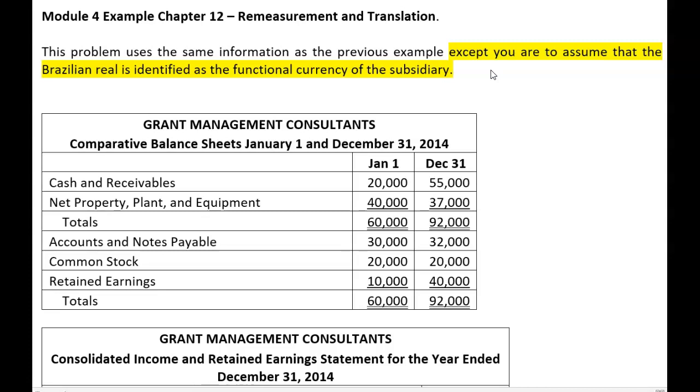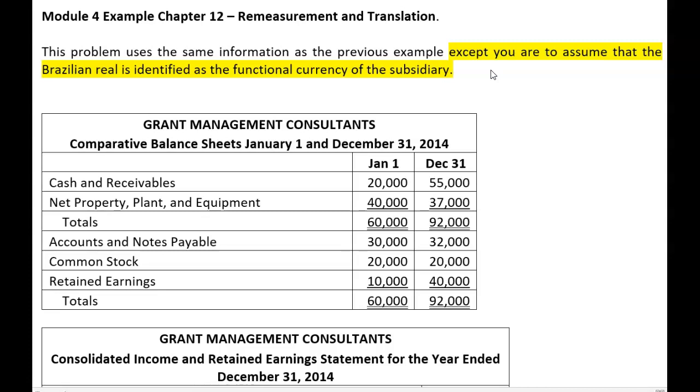In this case, it's the Brazilian real. So to get to the US dollar, we have to do two different things. We have to take the Swiss franc and convert it into Brazilian real, and then we have to take that statement and convert it into US dollars. So the process of getting information into the functional currency is called remeasurement.